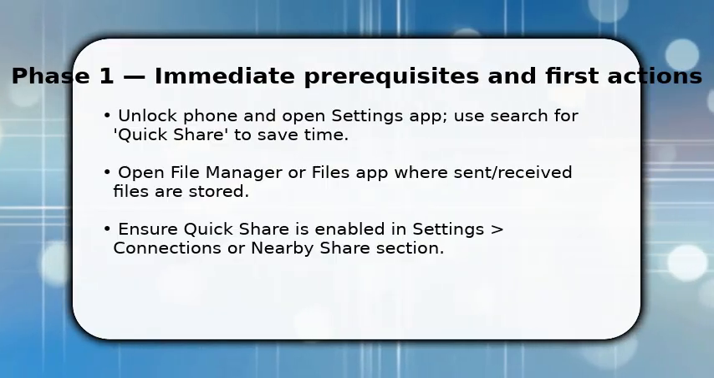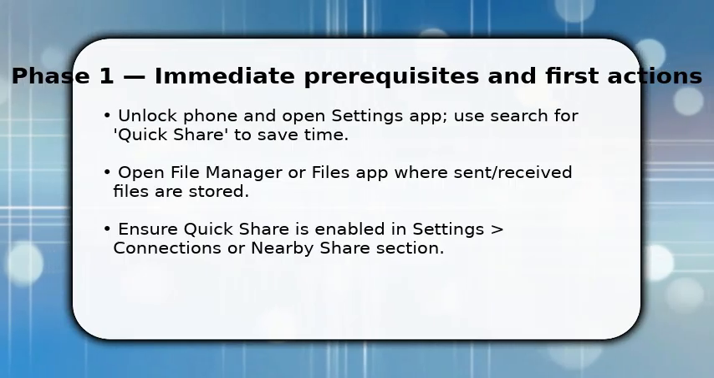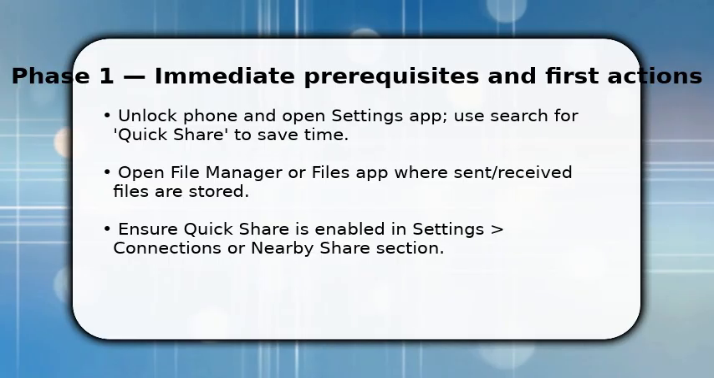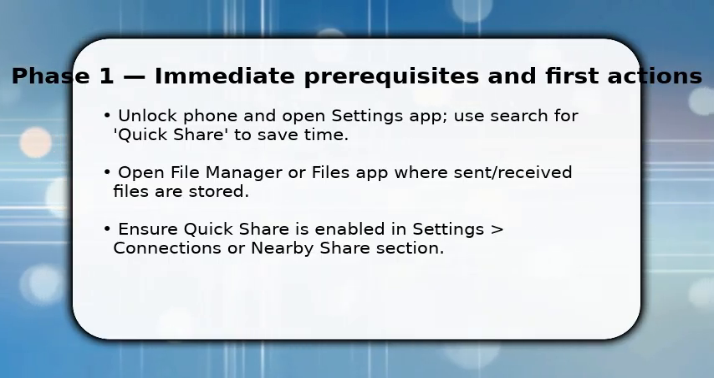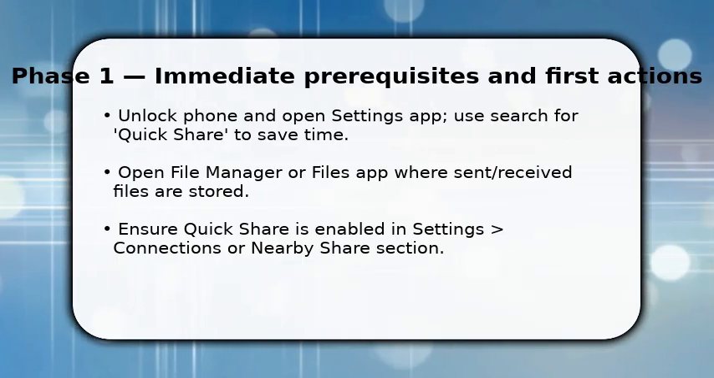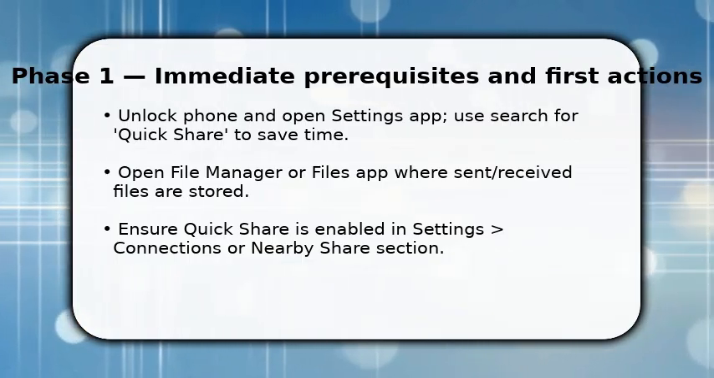You start by opening Settings and the Files app so you can track recent transfers immediately. Once done, use Settings Search to find Quick Share or Nearby Share. This saves time versus browsing menus. Make sure the feature is enabled, otherwise there will be no history to view.